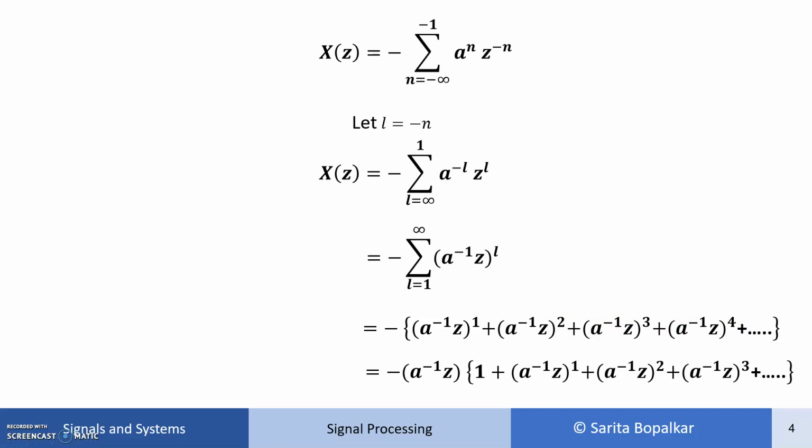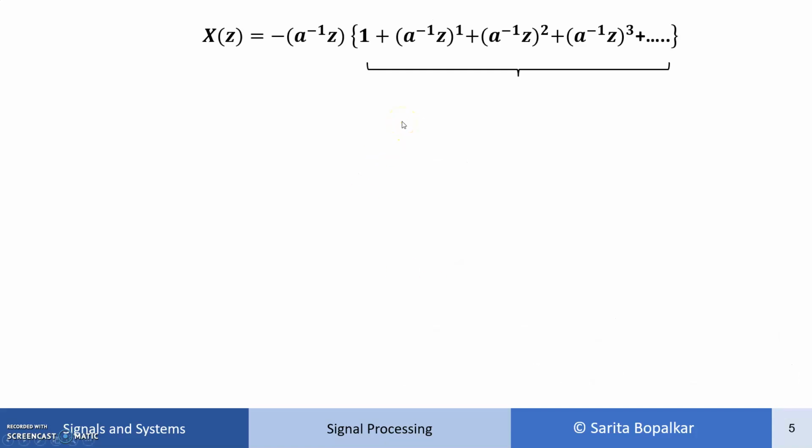But we know the infinite geometric series as 1 plus a raised to 1, a raised to 2, a raised to 3, for any particular constant. So here we take a raised to minus 1 z common from each term, so that we get 1 plus a raised to minus 1 z raised to 1, then raised to 2, raised to 3, an infinite geometric series. And we know the solution for an infinite geometric series.